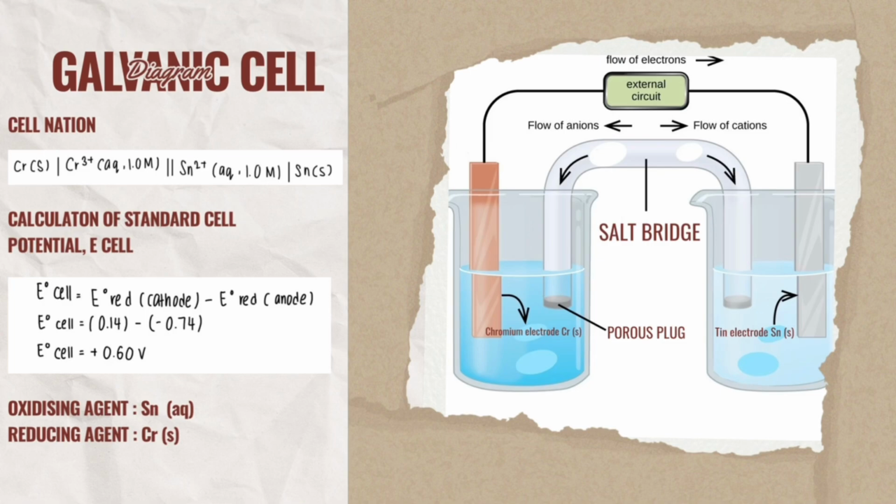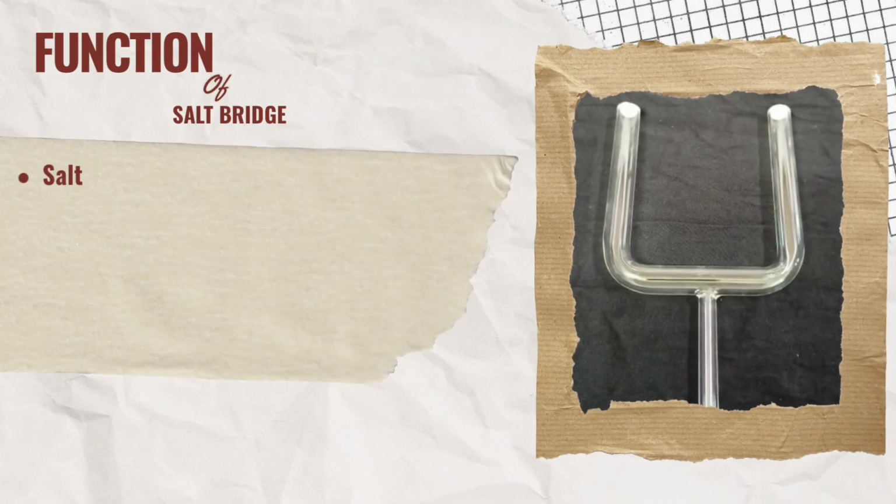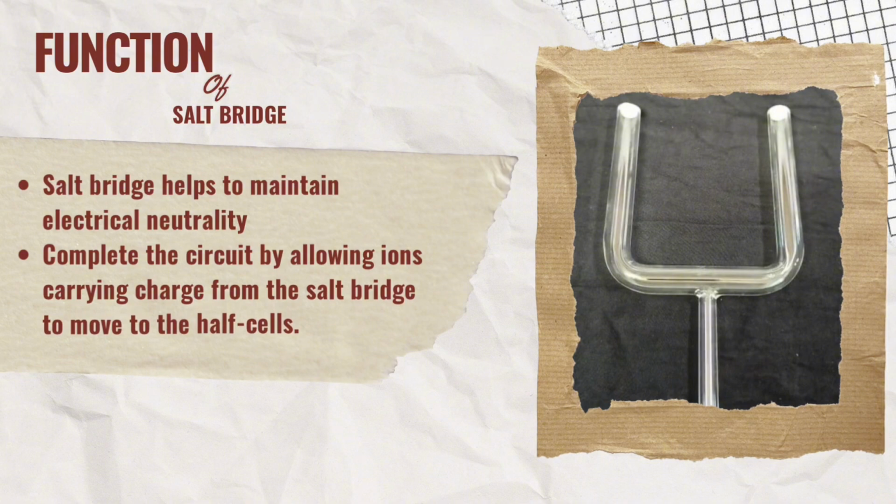The oxidizing agent in this galvanic cell is Sn2+ (aq) ion because it gains electrons and is reduced. The reducing agent is solid chromium because it loses electrons and is oxidized. These are the functions of a salt bridge. The salt bridge helps to maintain electrical neutrality and complete the circuit by allowing ions carrying charge to move from the salt bridge to the half cells.